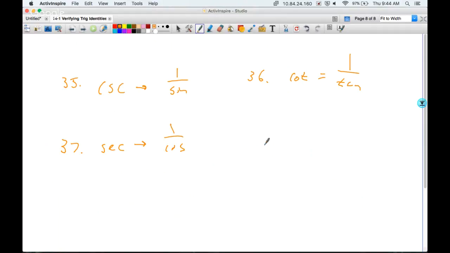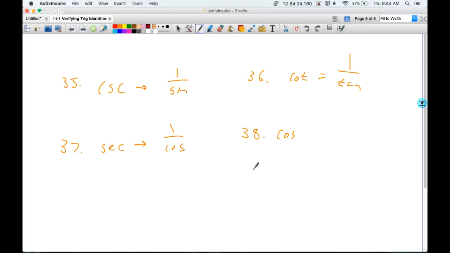Cosine in terms of sine, though. Ooh, this is a tricky one. So, cosine in terms of sine. Here's what we're going to have to do. We're going to have to first use, oh man, yeah, so this is a real tricky one. I'll show you how to do it though. So cosine in terms of sine.